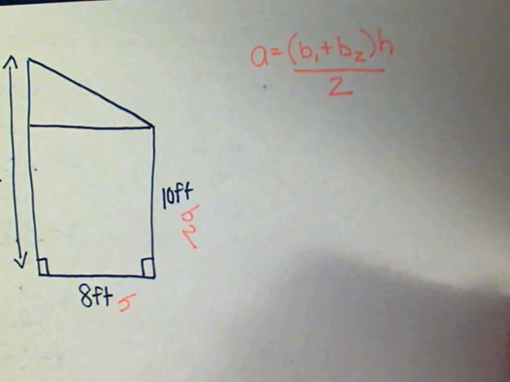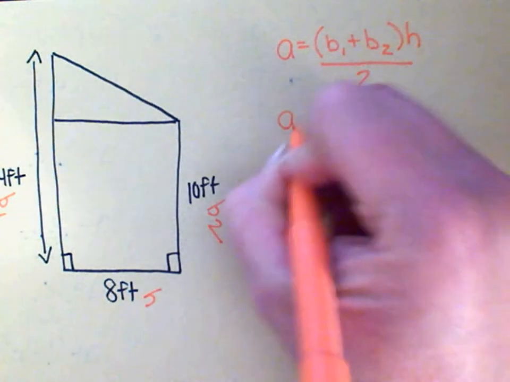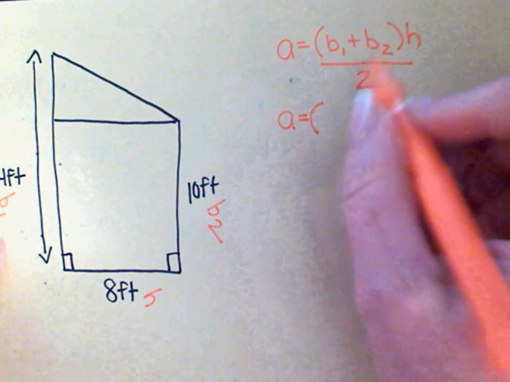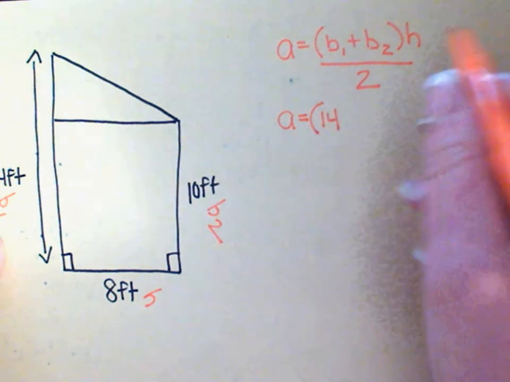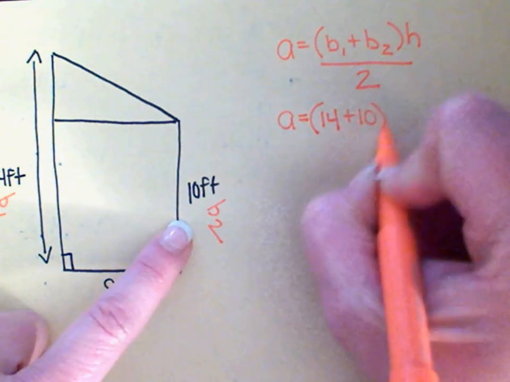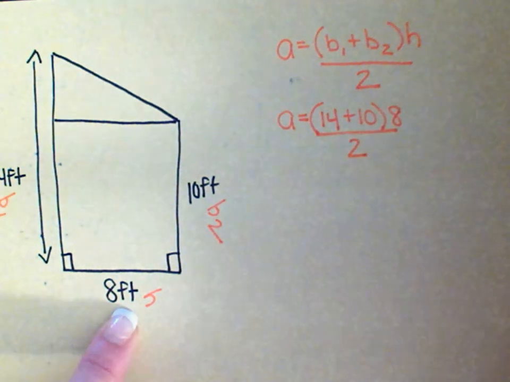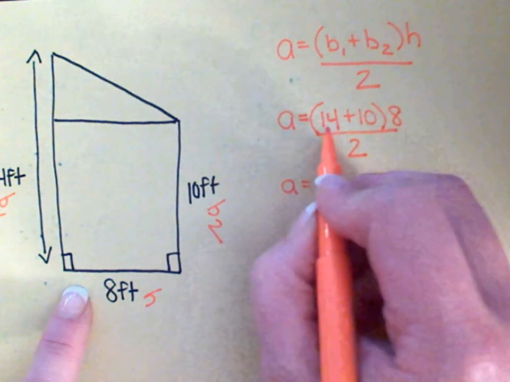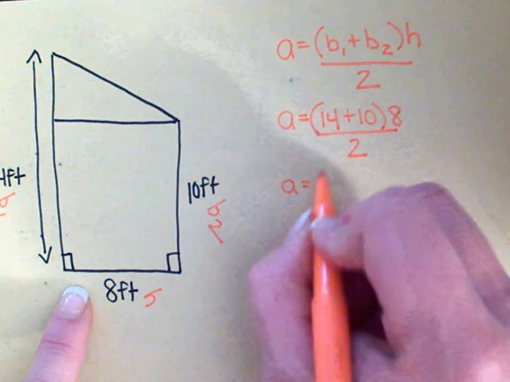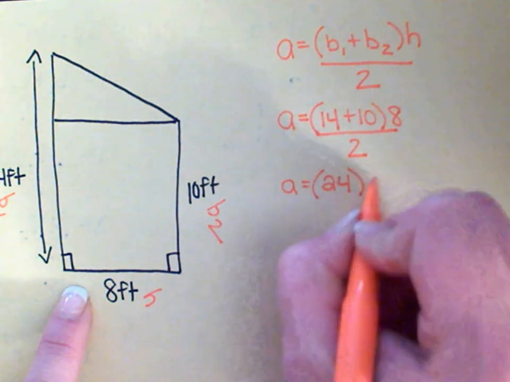Okay, let's plug it into our formula. Left to right, plug in what I have. I do not know my area, so I'm going to write that back down. Base 1, I said I'm going to use the 14. Base 2, the 10, times height of 8 divided by 2.